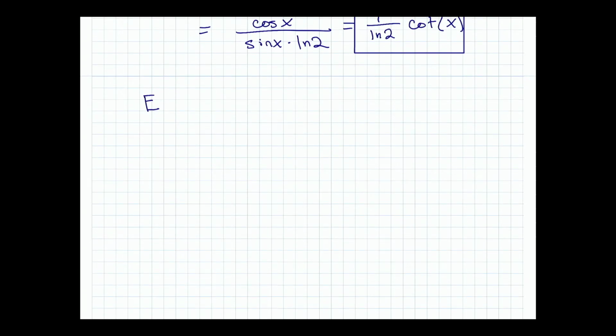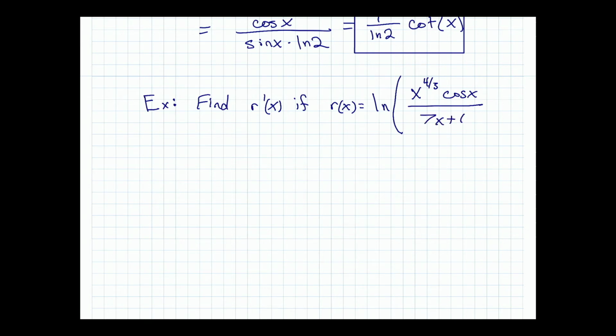Now, what the book is going to do is they're going to give you ones like this. Find r prime of x if r is ln parentheses x to the 4/3 cosine x over 7x plus 6. Okay? Now, what's the point of this? I mean, that looks complicated, and it is complicated. So why are they making you do it?